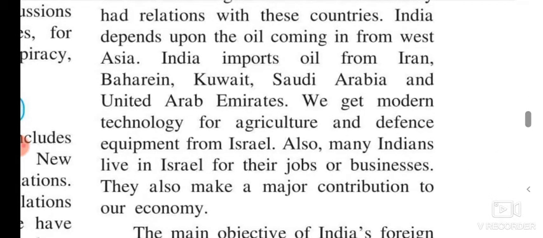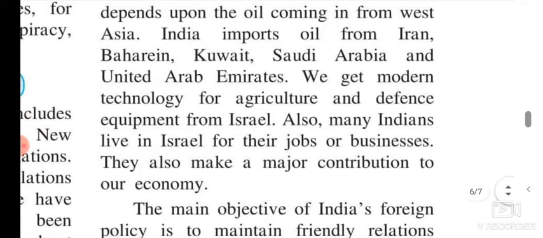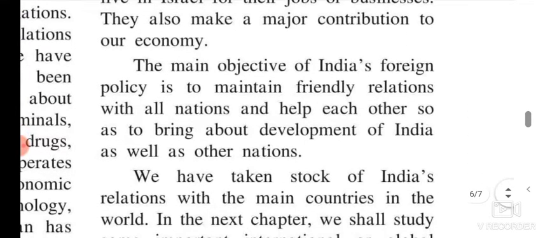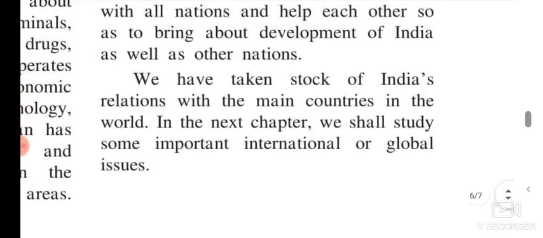We get modern technology for agriculture and defense equipment from Israel. Also, many Indians live in Israel for their jobs and business. They also make a major contribution to our economy. The main objective of India's foreign policy is to maintain friendly relations with all nations and help each other so as to bring development to India as well as the other nations. We have taken stock of India's relations with the main countries in the world. In the next chapter, we shall study some important international or global issues.